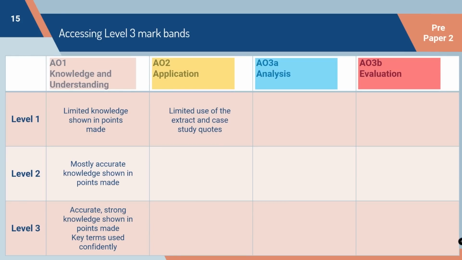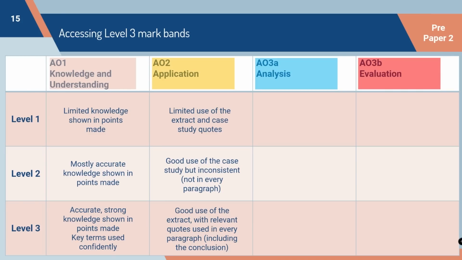Application: limited use of the extract and case study quotes will be level 1. Good use of the case study, but inconsistent, so maybe not in every paragraph, or maybe you've used the same piece of application too many times in the same answer, would be level 2. And then level 3 is good use of the extract, relevant quotes used in every paragraph, including a conclusion for a 9 and 12 marker. You need different pieces of the case study used at different parts of your answer. So the different parts bit effectively means every paragraph.